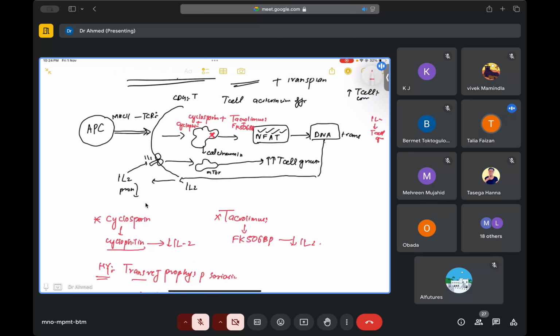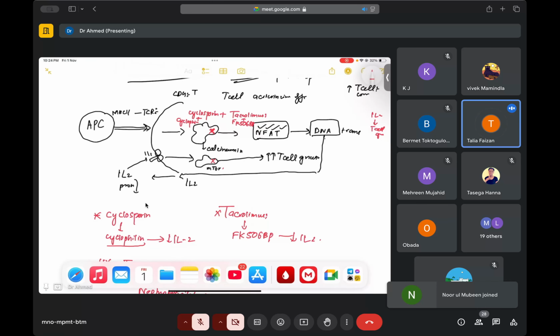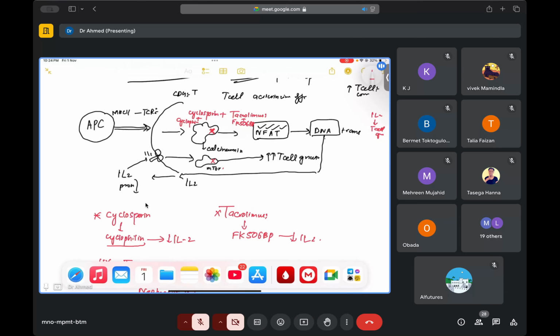Now moving along this pathway, what if I block the mTOR? For example, if I'm blocking mTOR, what happens? Still your IL-2 is being produced, IL-2 is released, but IL-2 cannot increase your T cell growth, right? So still I'm suppressing the immunity. The immunosuppressant which is acting on mTOR, what's the name of that? That is sirolimus.